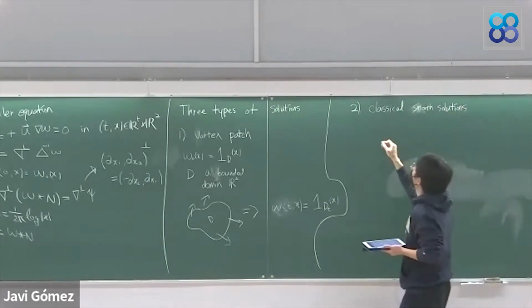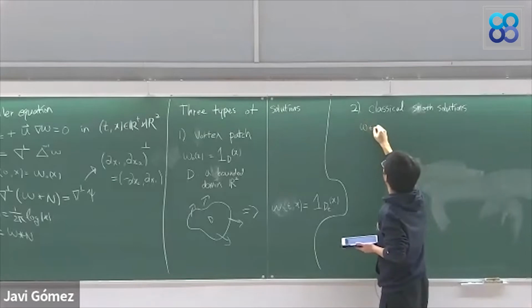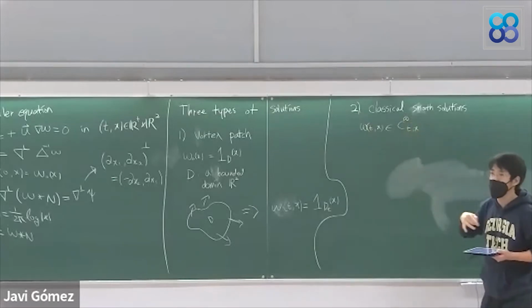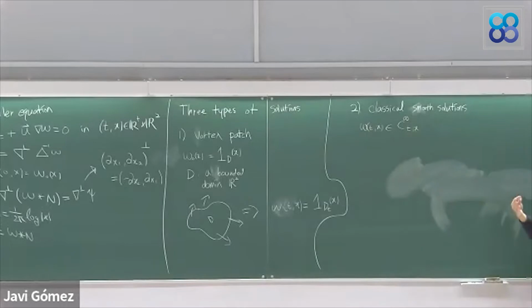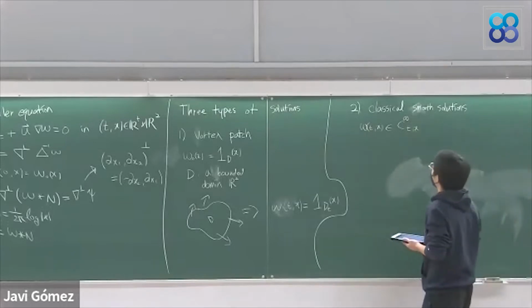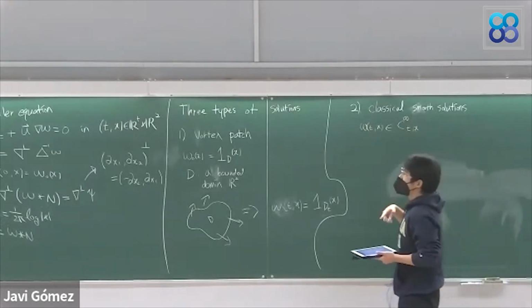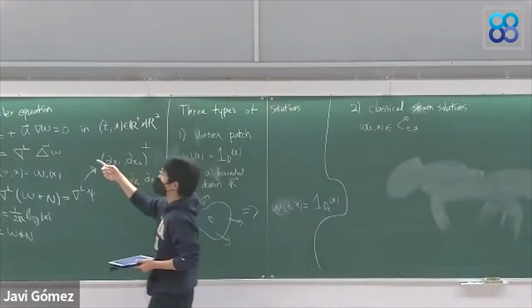So we just consider the solutions as smooth as you want. By this notation, what I mean is the solution that is smooth in time and smooth in spatial variable as well. So nothing much to say about this. Just you have a smooth solution that solves the equation in the classical way.